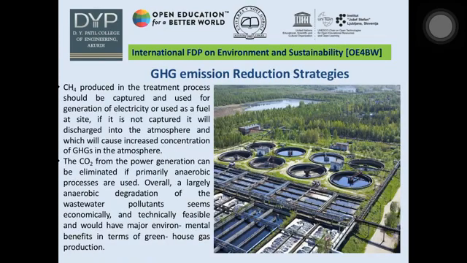Now, the greenhouse gas emissions reduction strategies. How can we reduce the greenhouse gases in the wastewater treatment plant? The CH4 produced in the treatment process should be captured and used for the generation of electricity or used as a fuel on site. If it is not captured, it will be discharged into the atmosphere and will cause an increase in the concentration of greenhouse gases in the atmosphere, which will lead to global warming.